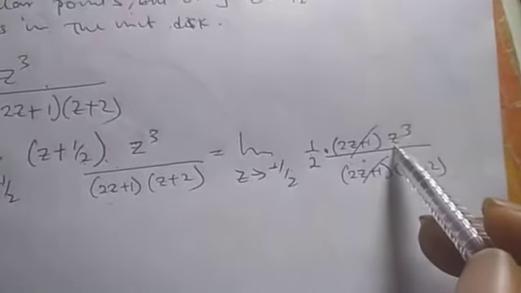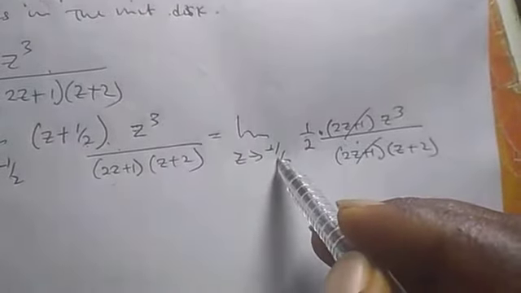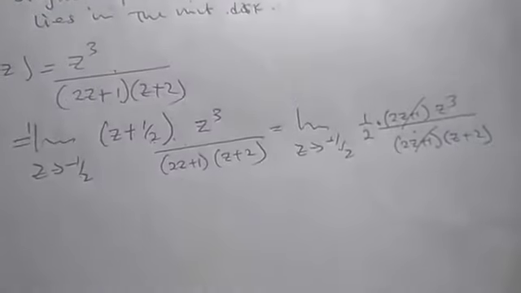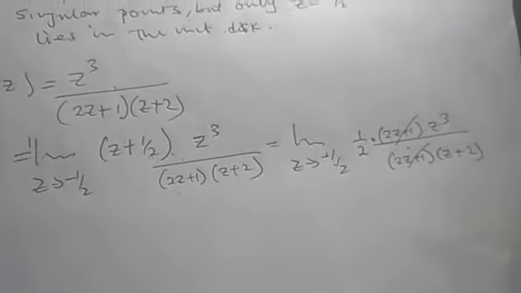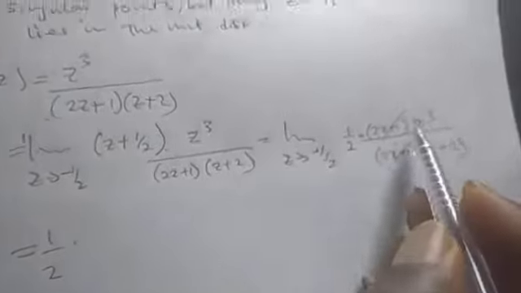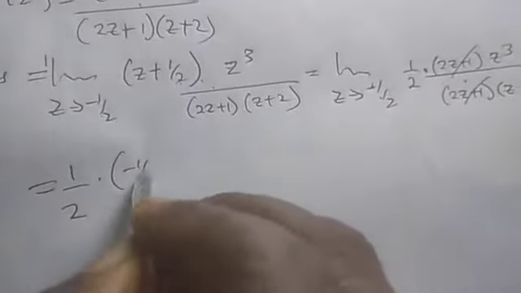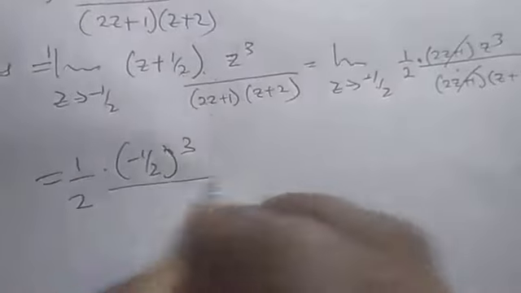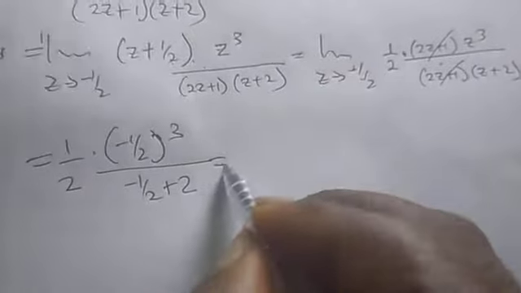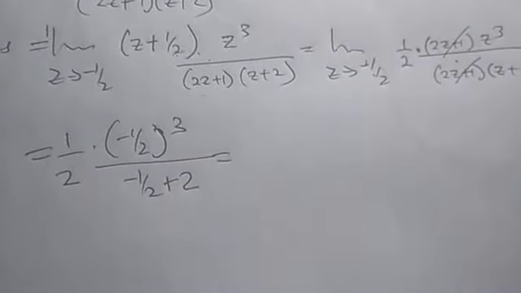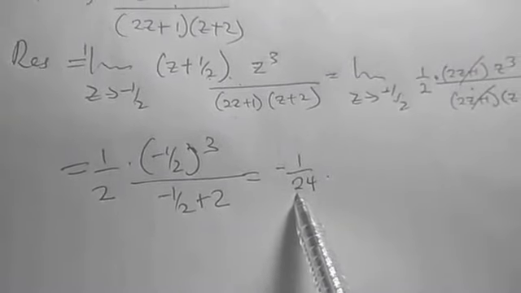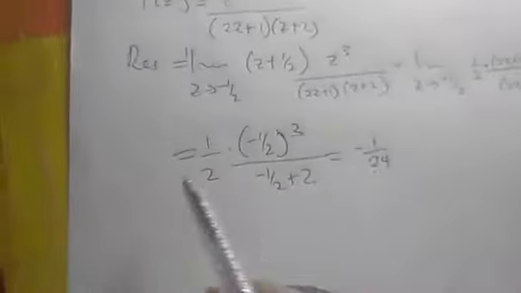So I can now put z to be half. Anywhere I see z, I will take the limit as z tends to minus half. And when I do that, we are going to have the following. This is half times this z cube here will be minus half cube over minus half plus 2. So we need to simplify this from our calculator. That will give me this. I've found minus 1 over 24 as the residue.